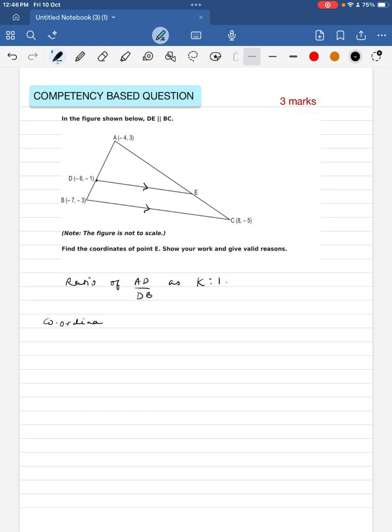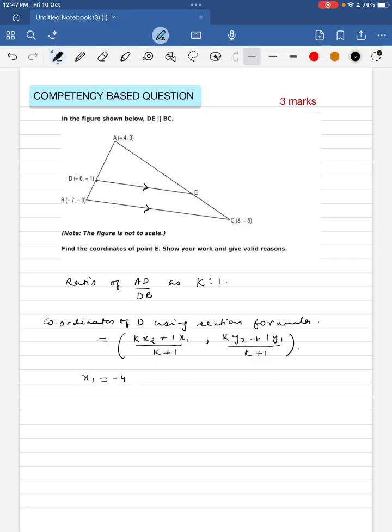So in order to do that, let me find the coordinates of D using section formula. Okay, so using section formula, the formula would be k times x2 plus 1 times x1 divided by k plus 1, comma k times y2 plus 1 times y1 divided by k plus 1. Now where do we get the values of x2, x1 and so on? Okay, so x1 we know will be the x coordinate of point A, which is -4. X2 is the x coordinate of point B. Y1 is the y coordinate of point A and y2 is the y coordinate of point B.